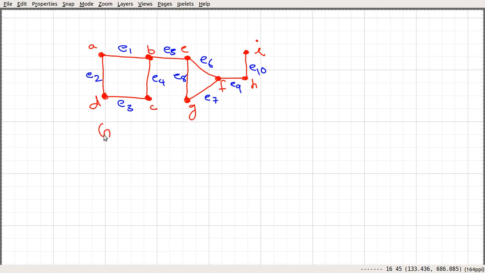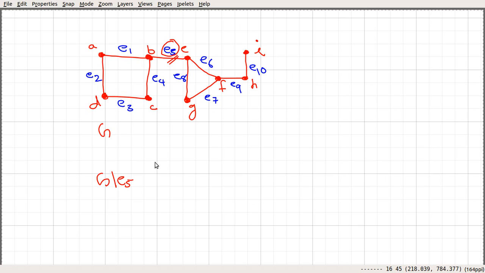Let G be this graph. Here I labeled the vertices by these red letters, and edges by E1, E2, etc. If you look at these edges, some of the edges have a particular property. For example, let's concentrate on this particular edge E5. If we delete E5 from this graph, we can see that the graph will become disconnected.